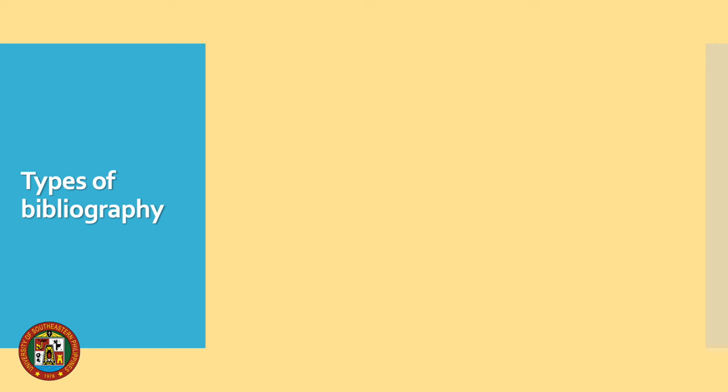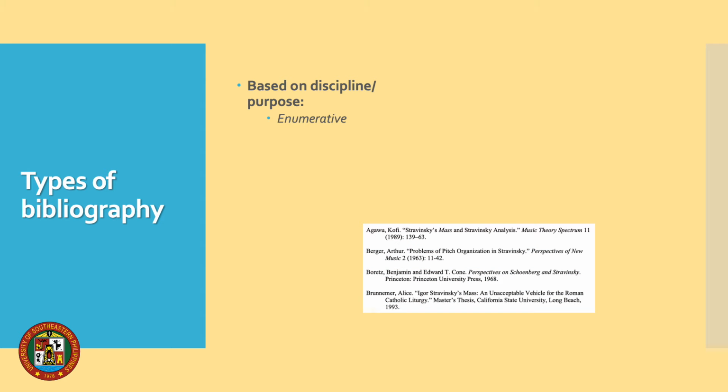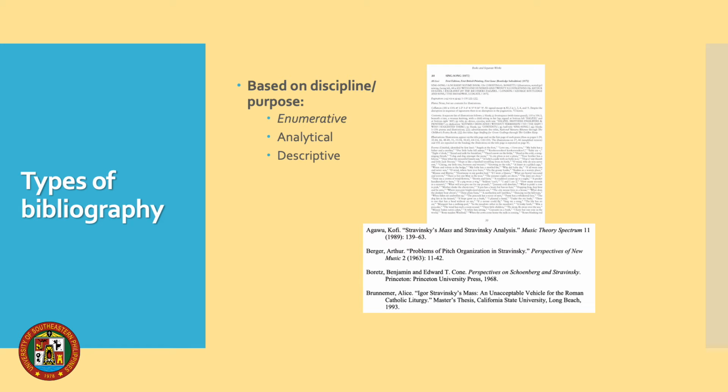There are types of bibliography based on purpose or discipline. First is enumerative, a systematic list of books and other works. Analytical examines the material features of a textual artifact, such as type of paper, ink, etc. Descriptive provides data about the book, printing, and context. And textual focuses on the author's creative message as expressed in the physical object.